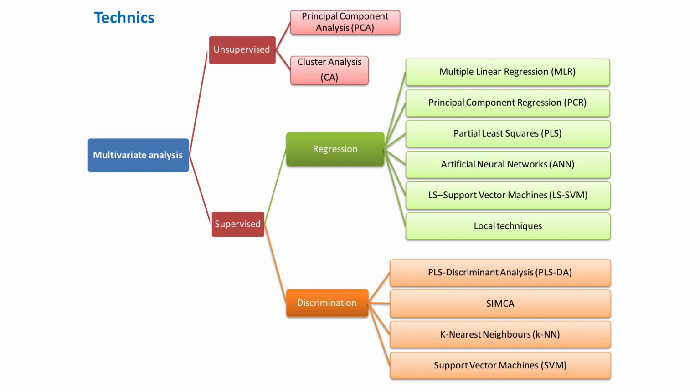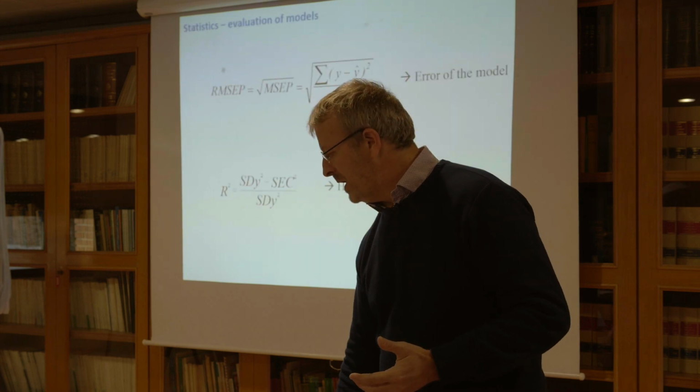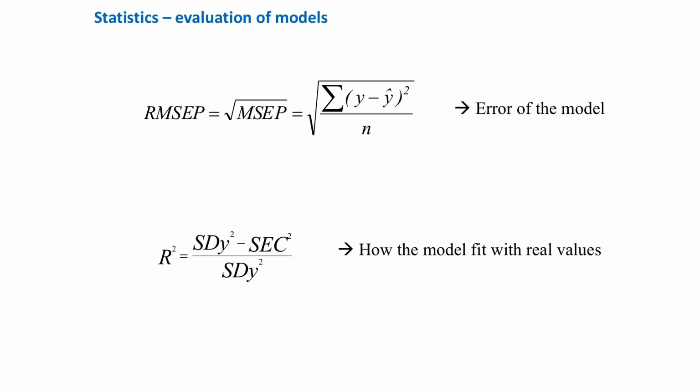I will not go into detail on these models because it would take time to explain all these models and all these techniques. But there is something that I want to insist on. It's how to evaluate models. When you have models, how is it possible to evaluate these models? It's by looking at some statistics, and some very important statistics. The first one is to evaluate the error of the models by using the root mean square error of prediction.